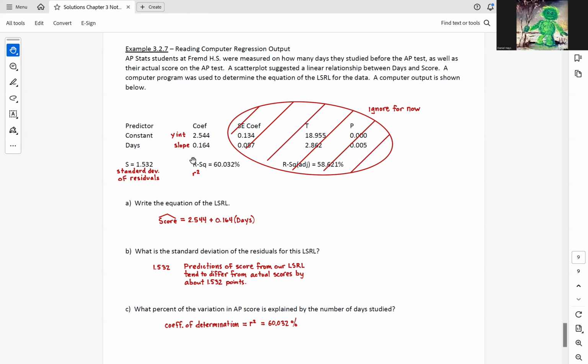For part C, we interpret the R squared, also known as the coefficient of determination. This value tells us what percent of the variation in our Y variable is actually explained by the relationship with the X variable. Part C doesn't directly ask for R squared. We have to recognize the phrasing here, percent of variation in whatever our response is, that's explained by whatever our explanatory is, which would be R squared, so we simply report the number.